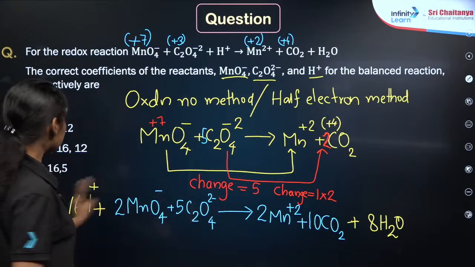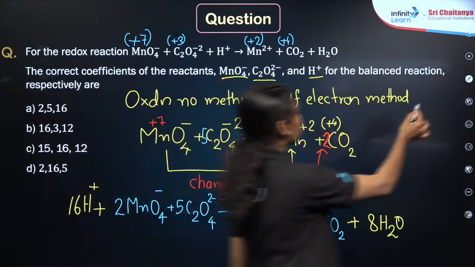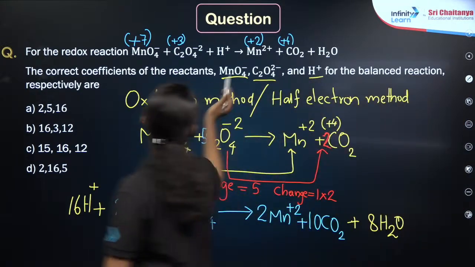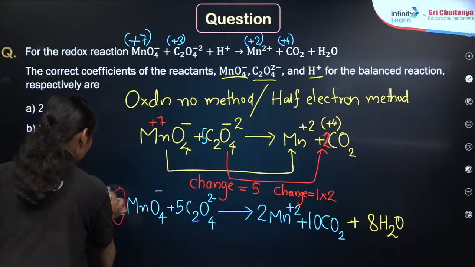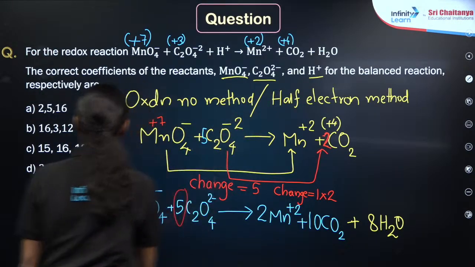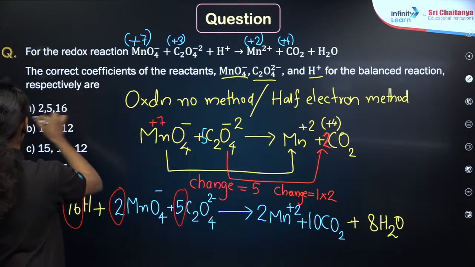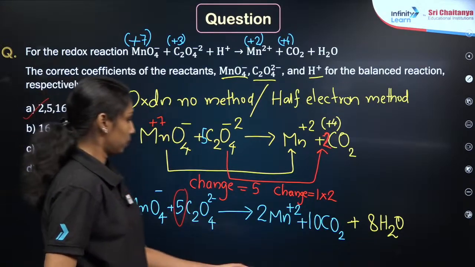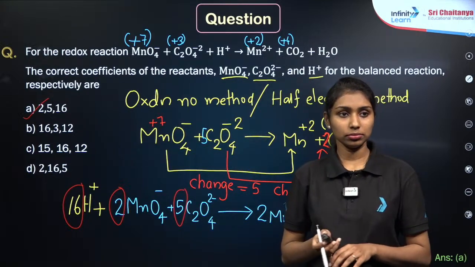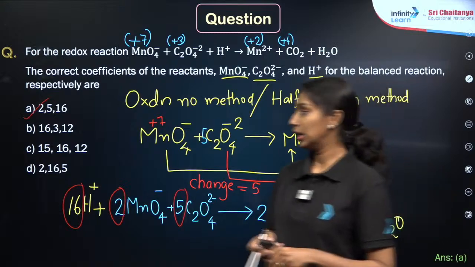As you can see here, the charge is also balanced. So according to our question, we have to find out the coefficients for MnO4 minus, right? It is 2. Then what about C2O4 minus? It is 5. Then for H plus it is 16, right? Which means option A, 2, 5, 16 will be the correct answer. Clear?